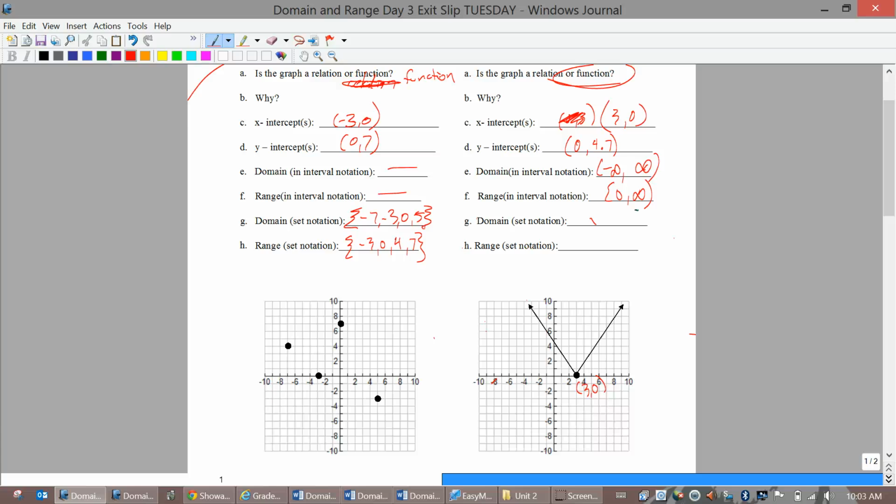Okay, set notation now. A little bit different. Remember, the question changes. For domain in set notation, it's not how far to the left, how far to the right. The question is what values can x be? That's our essential question for that one. What values can x be on this? Somebody answer that for me.